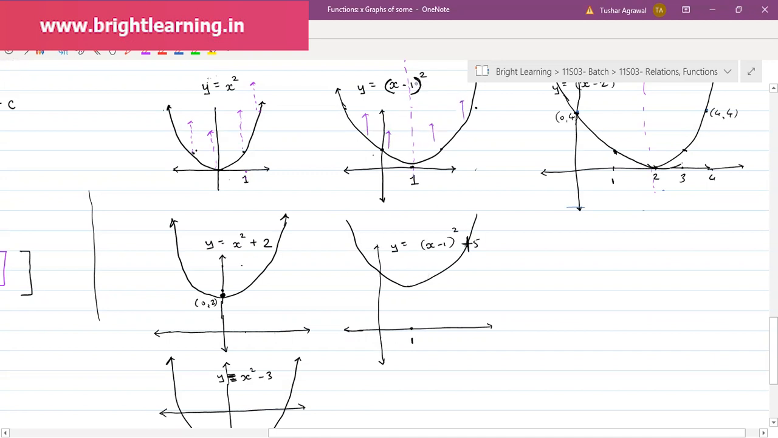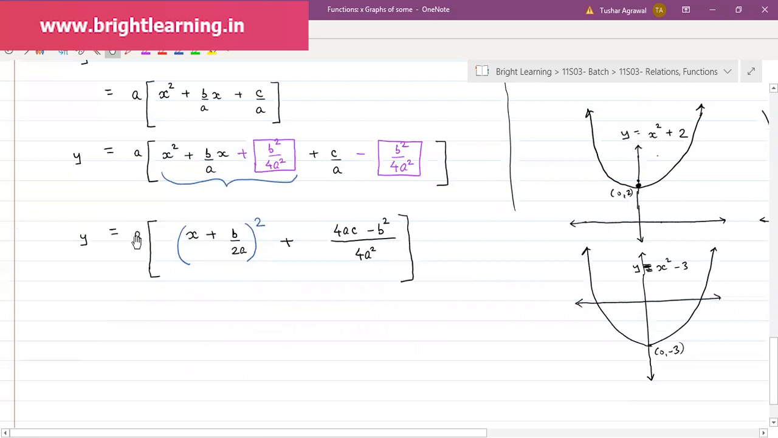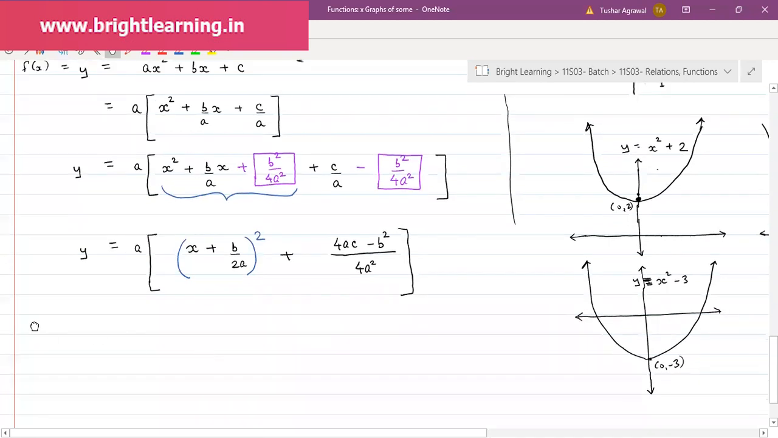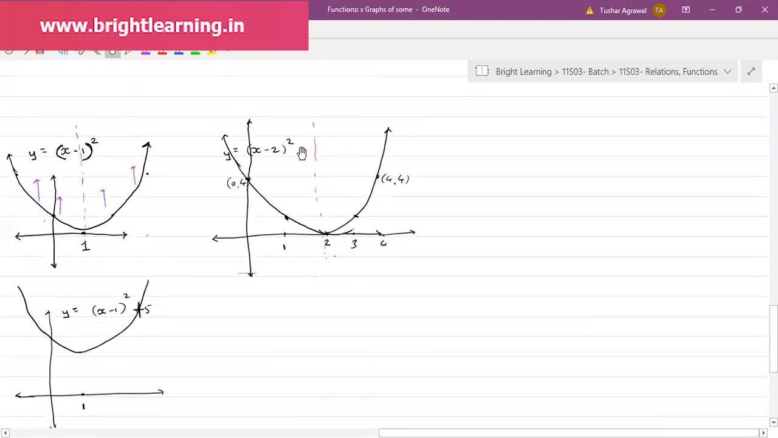Now, if I give you (x minus 1) whole square minus 10, the original graph will be shifted 10 centimeters downward. So now the only matter is what happens with this a. See, one thing, x minus 2 you have drawn. So the graph of x minus 2 you have already seen.